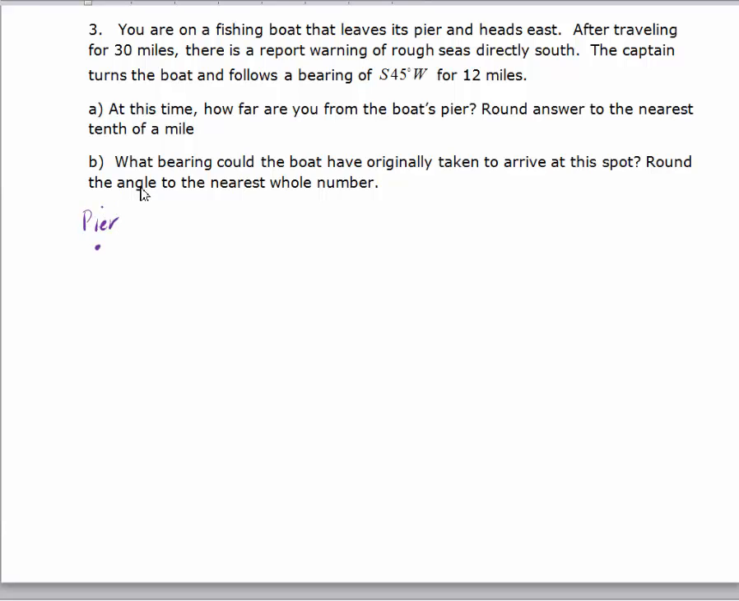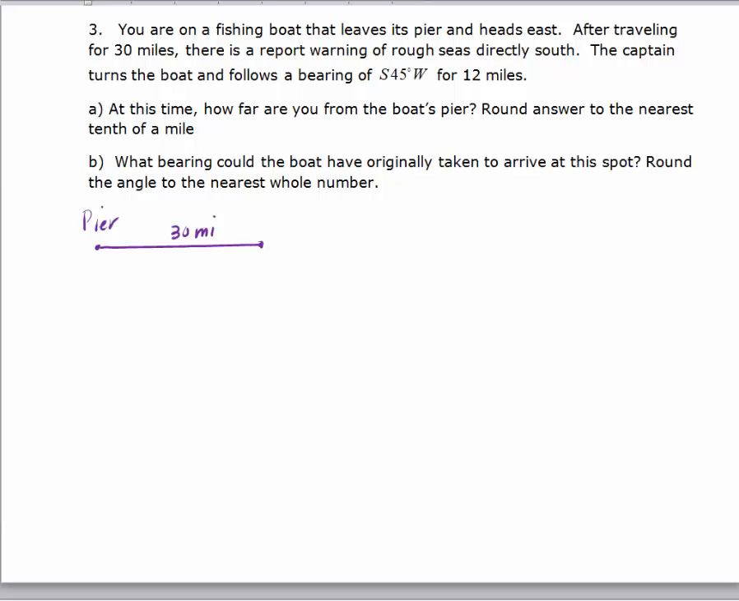So this would be the pier. And the boat travels for 30 miles and heads east. So we're just going to say a horizontal line heading east. And this would be 30 miles. At this point, it says the captain turns the boat and follows a bearing of south 45 degrees west.